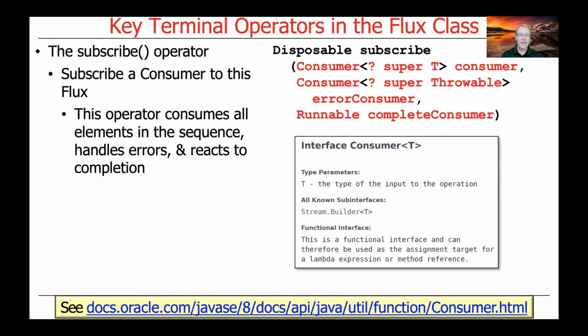The first parameter is a consumer, which is a Java 8 functional type, which is used to receive all the elements in the sequence that occur normally. These are the on-next signals, and so that comes in through the first parameter. The second parameter is also a consumer, and that's used to handle any error signal that may occur. And then the third parameter is a runnable, and that's used to react to the completion of the stream. So when the onComplete signal is called, that goes ahead and causes the runnable to run.